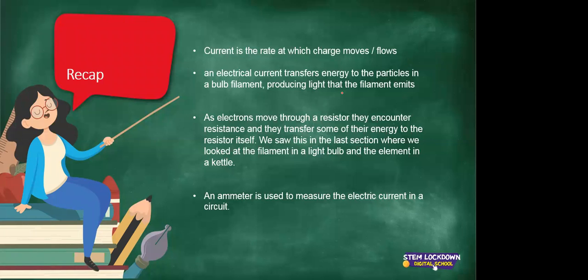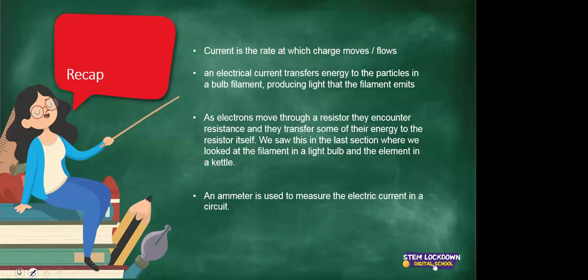As electrons move through a resistor, they encounter resistance, and they transfer some of their energy to the resistor itself. You saw this in the last section, when we looked at the filament of the light bulb and the element in the kettle. The energy went to these and made them work. We also learned a new word, an ammeter, which is used to measure the current in a circuit.